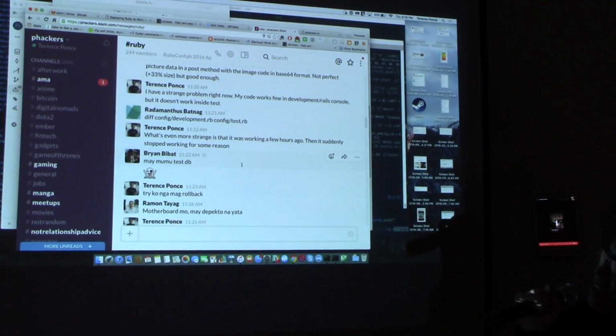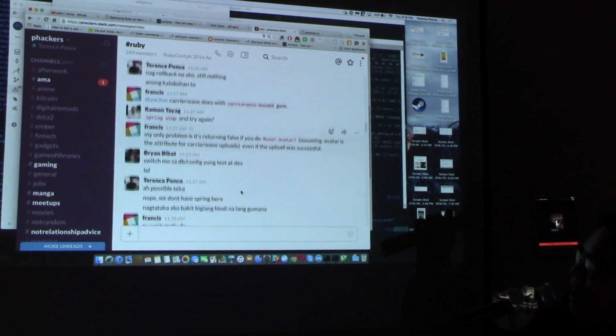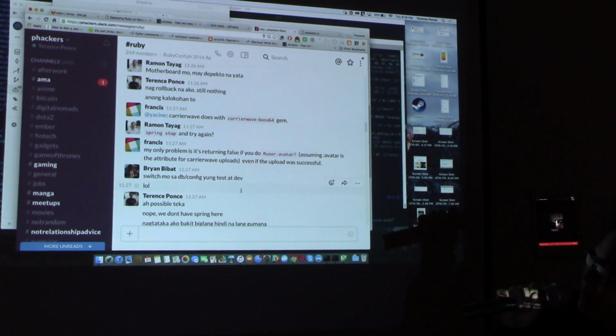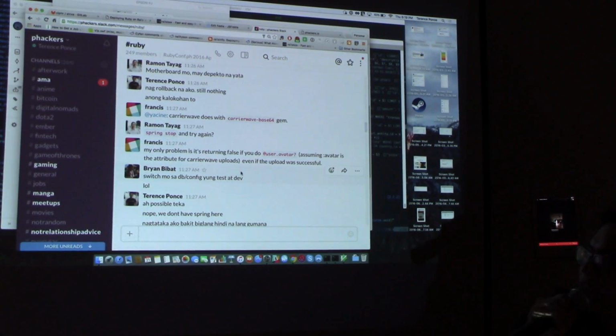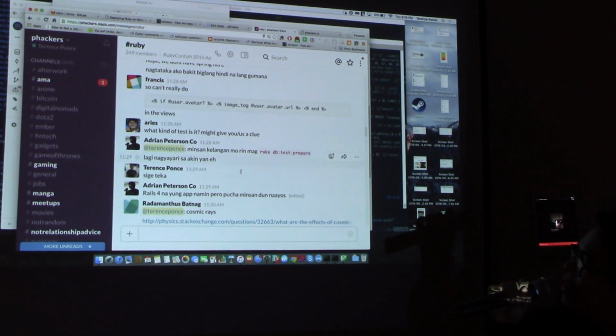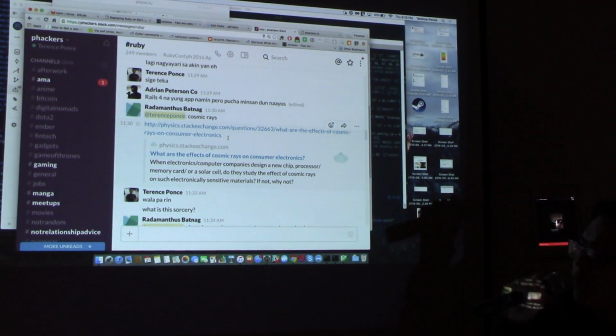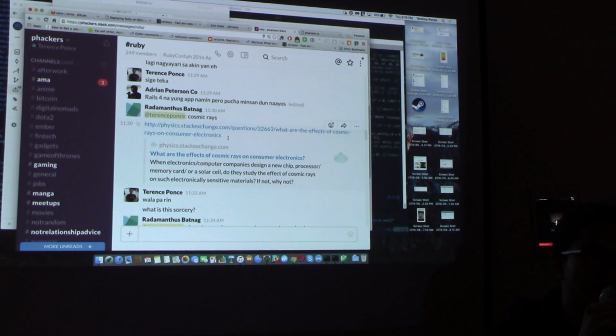So for example, Ramon here told me to change my motherboard because it might be the problem. And then Bri here gave actual decent advice, which is to switch the development and the test database just to check if it's actually broken. And in here, this is also a valid suggestion. And then Rad mentioned it's cosmic rays. To be honest, I don't know what happened. It suddenly stopped working. I didn't even change anything.